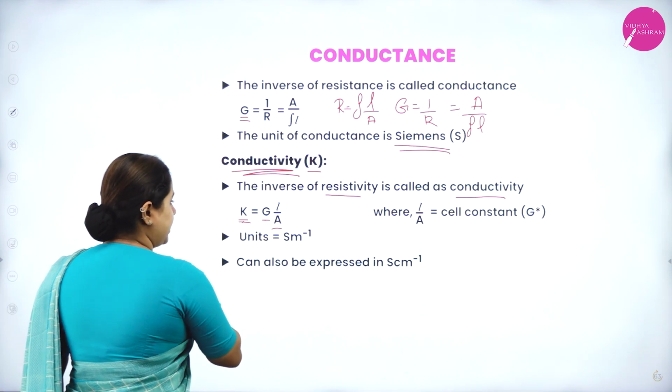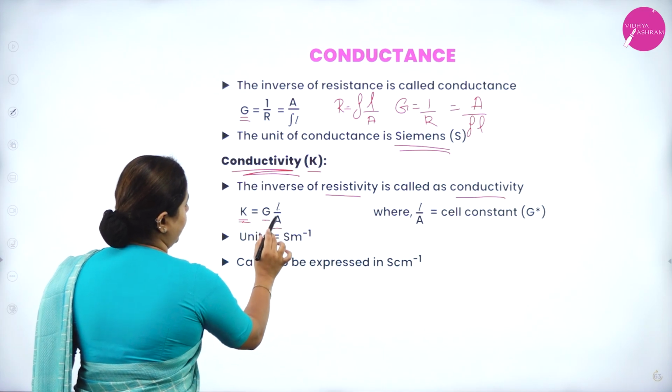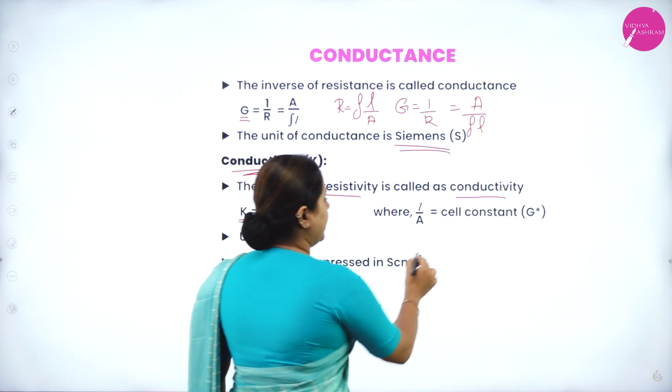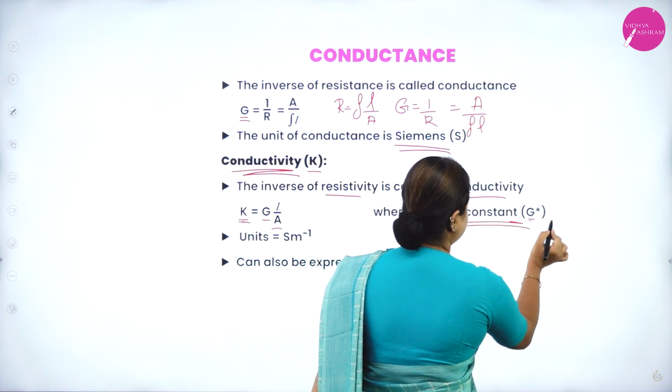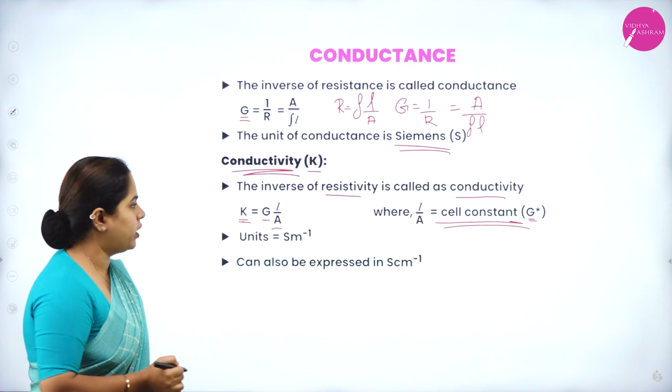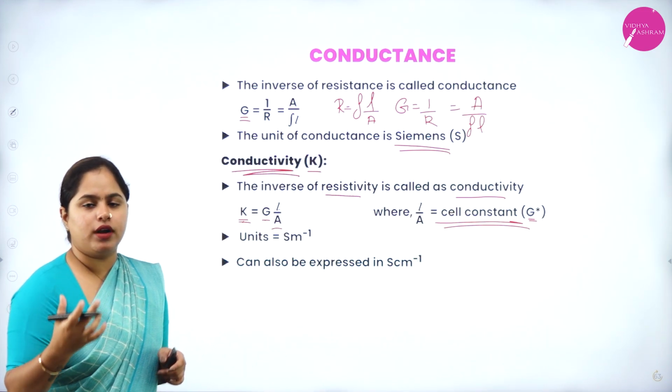So this K is conductivity, G is conductance, and you have L by A, where L by A is called the cell constant, represented by the symbol G star. Okay, so what is this L by A? Why is it called a cell constant?